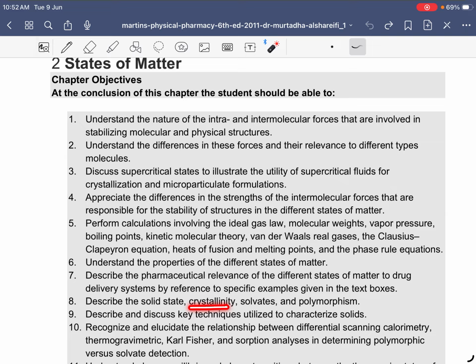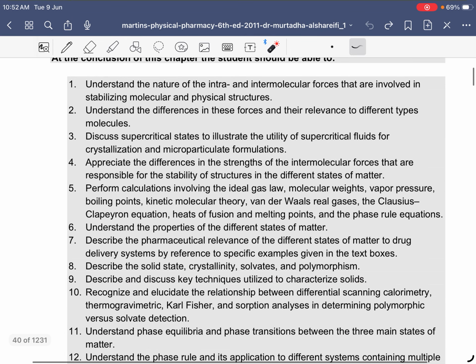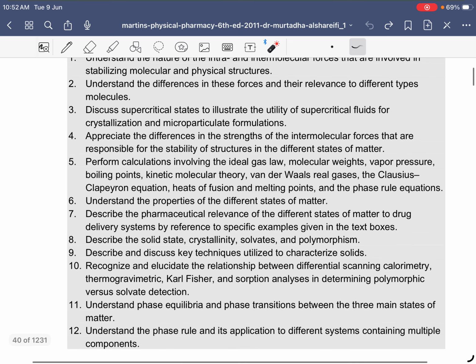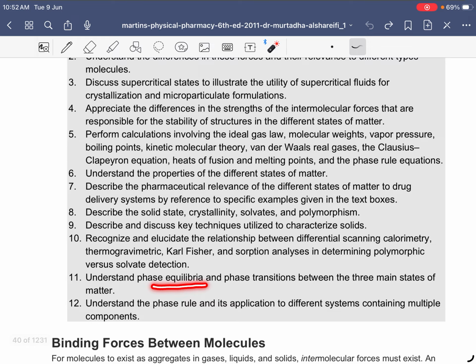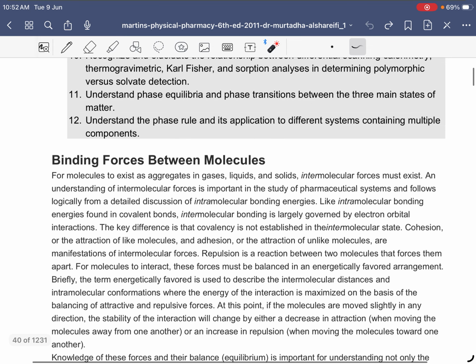Describe the solid state, crystallinity, solvates, polymorphism. ठीक है। Describe and discuss key techniques utilized to characterize the solid. Recognize and elucidate the relationship between differential scanning calorimetry, thermogravimetric, Karl Fischer analysis in determining polymorphic versus solvate detection. उसके बाद 11 में, understand phase equilibria, phase transitions between the three main states of matter, understand the phase rule and its application to different systems containing multiple components, binding force between the molecules.